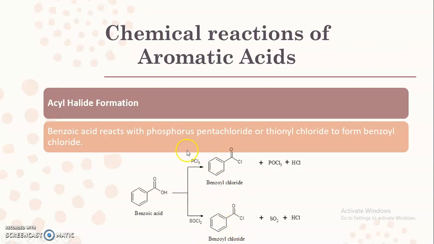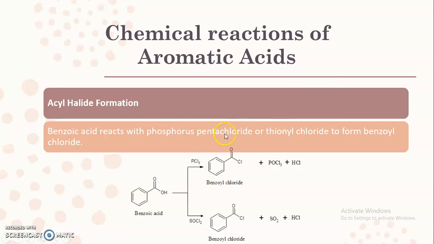When we use phosphorus pentachloride, there will be formation of phosphoryl chloride, that is POCl3. And when thionyl chloride, that is SOCl2, is used, there will be formation of SO2. In this way, acyl halide is formed. So the hydroxyl group that is present in the benzoic acid is just replaced by chlorine. In this way, benzoic acid is converted into the acyl halide.